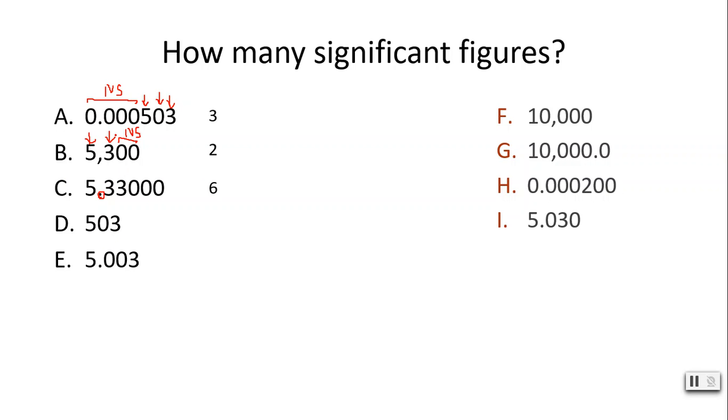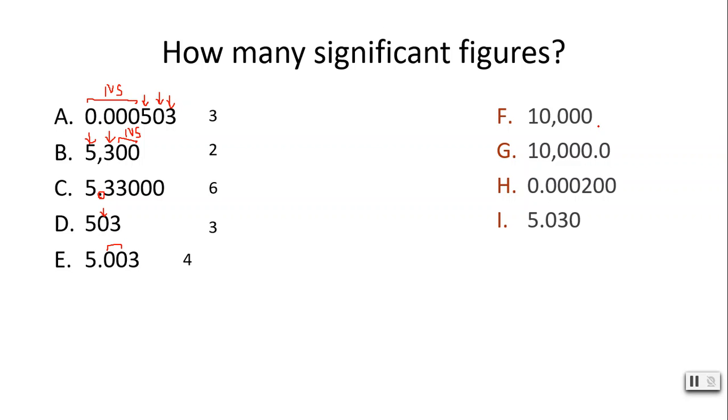And hopefully you can see by the rules we've talked about here, D, 503, would have a total of 3. All of them are significant. E would have a total of 4. The zeros in both of those cases are interior zeros, and so they are significant.